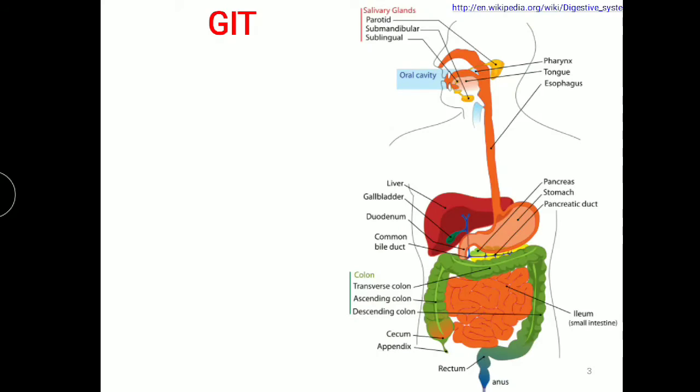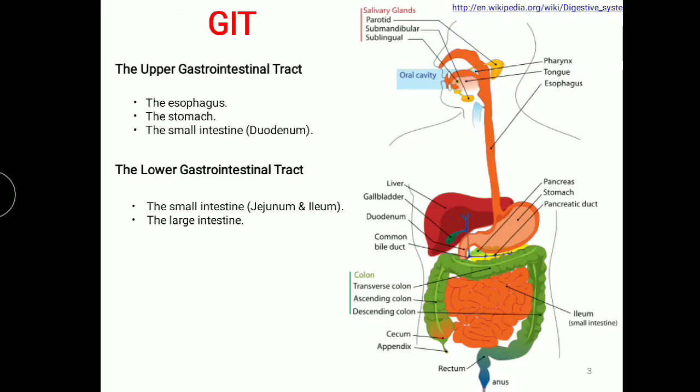Gastrointestinal tract can be divided into two parts, that is upper GIT and lower GIT. The upper gastrointestinal tract consists of esophagus, stomach and duodenum. Esophagus is the fibromuscular tube that passes the food through peristaltic contraction from the esophagus to the stomach.